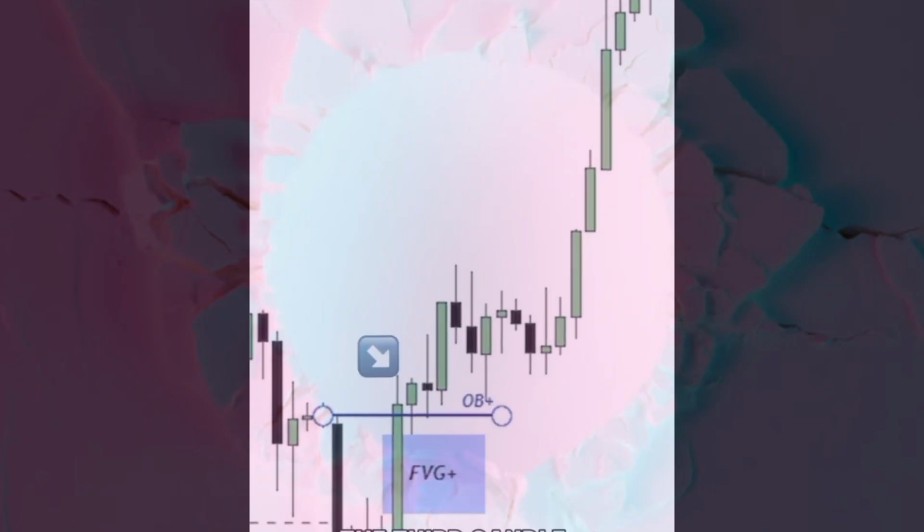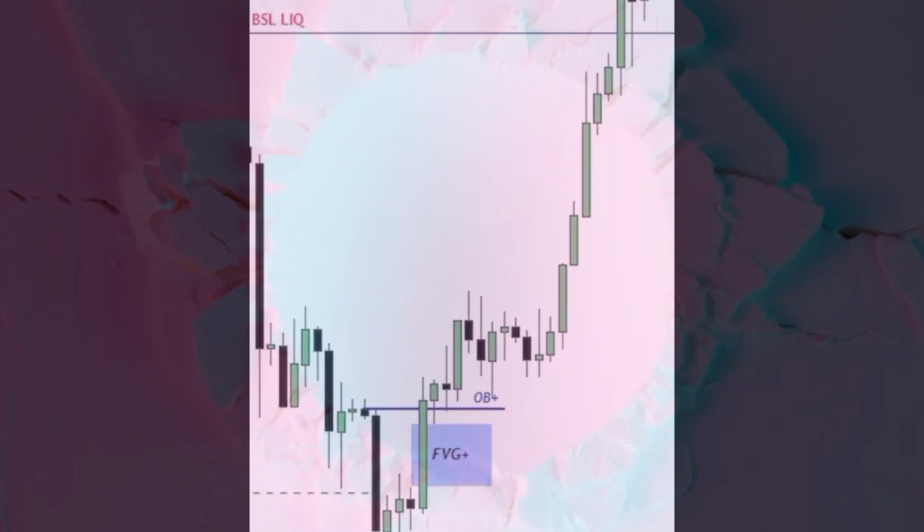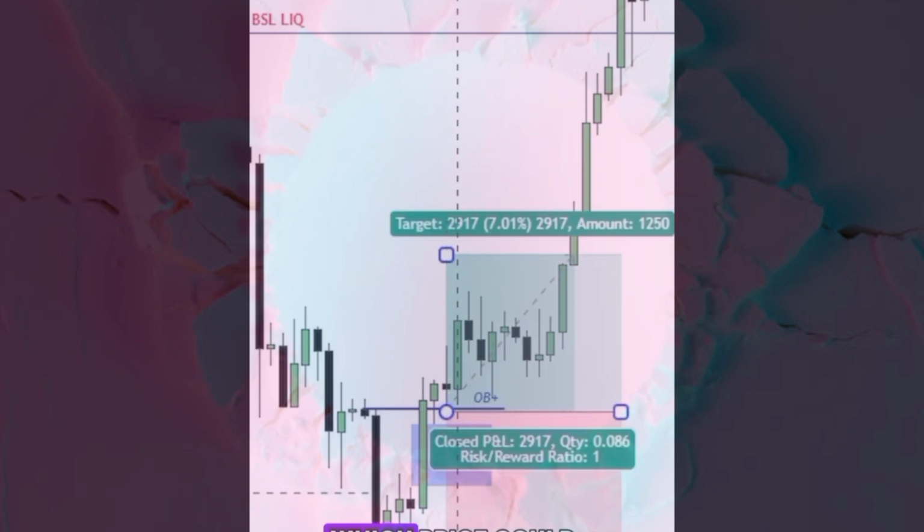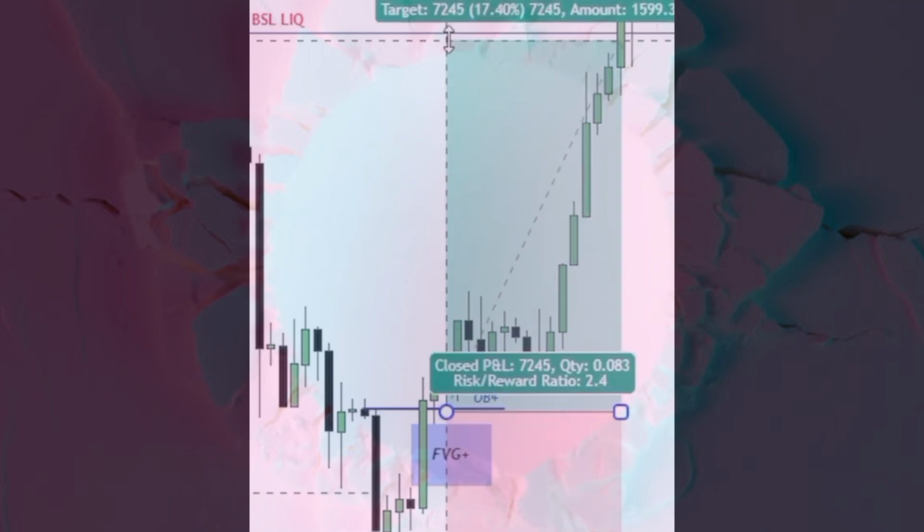As I have broken down these PD arrays, you can now understand how he is able to identify the breakaway and take profitable trades.